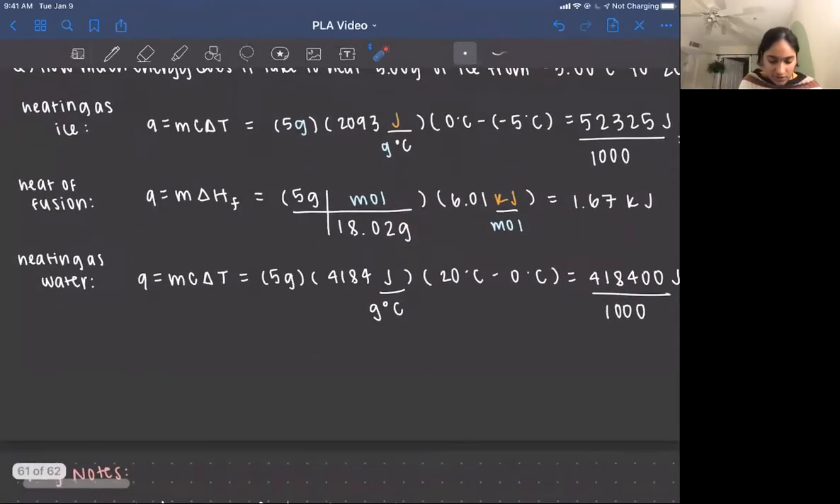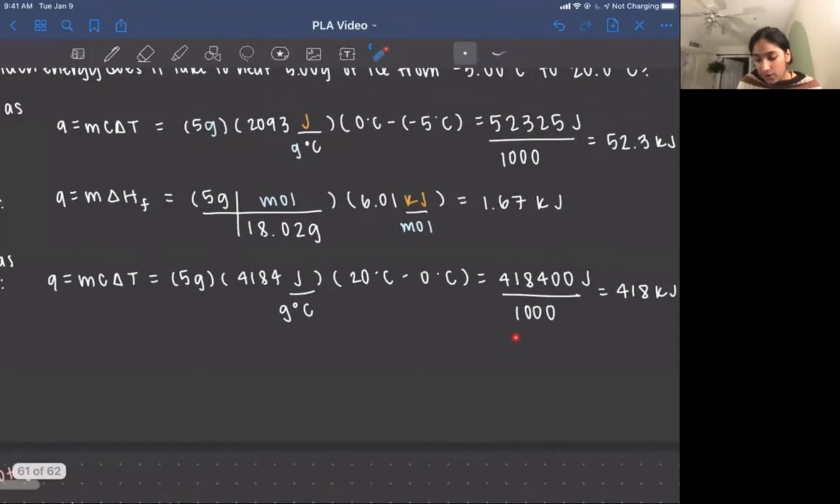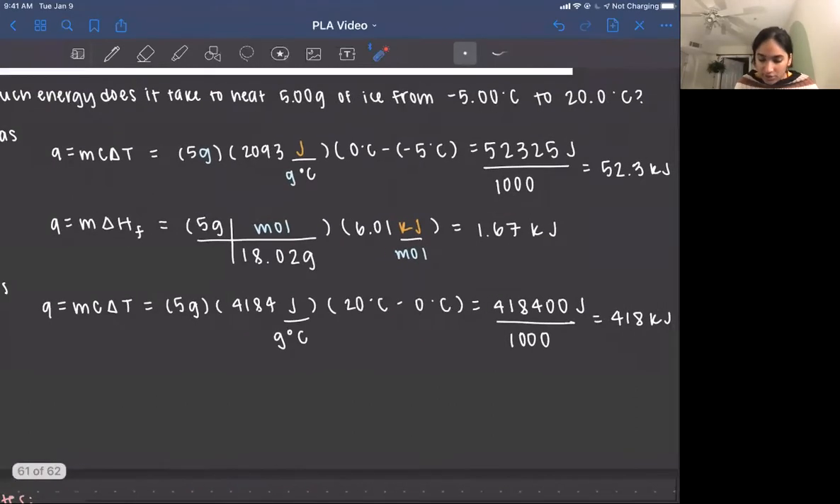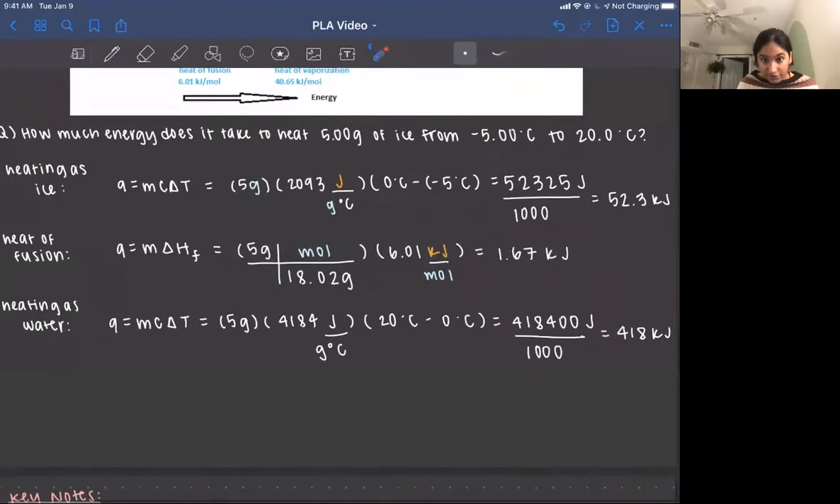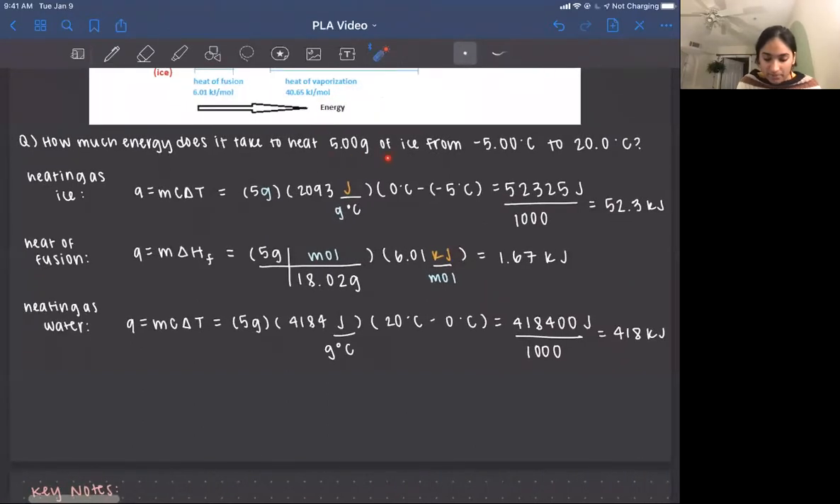Okay, and then we also have to do the heating calculation for the heating of the water, and that's what we have here. The specific heat of water is 4,184 joules per gram times Celsius. And this calculation gives us the number of joules required to heat the water from 0 degrees Celsius to 20 degrees Celsius. And again, we're doing final minus initial. Okay, and once we have these three values, we can just add them up together. So 52.3 plus 1.67 plus 418 kilojoules will give us the total amount of energy required to heat this 5 grams of ice to 20 degrees Celsius.